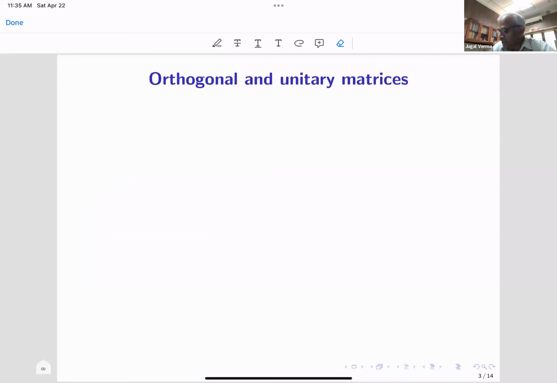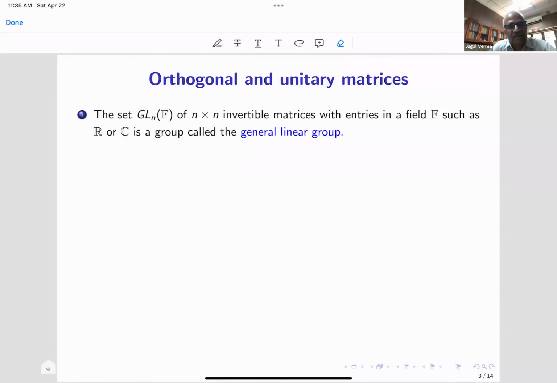Okay, so let me recall orthogonal and unitary matrices. First, I will introduce these groups, which are called classical groups. Many of you must have done a course on group theory, where you were exposed a little bit to these groups. These are very important mathematical objects. Let me just recall these.